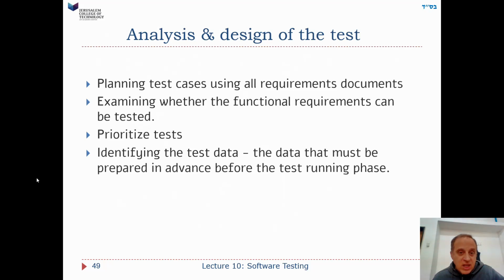We plan the test cases using all the requirements documents. So now we actually look at the requirements documents that the programmers use to program what they want to program, and we plan the tests. Examining whether the functional requirements can be tested. Can we make a test of this at all, or is it impossible? Or what kind of test can we do? Can we do a white box or black box? Prioritize the tests. Which tests are more important, or which ones will we do first?